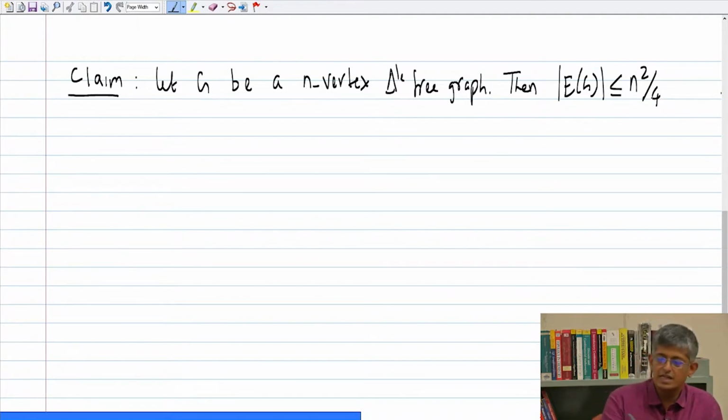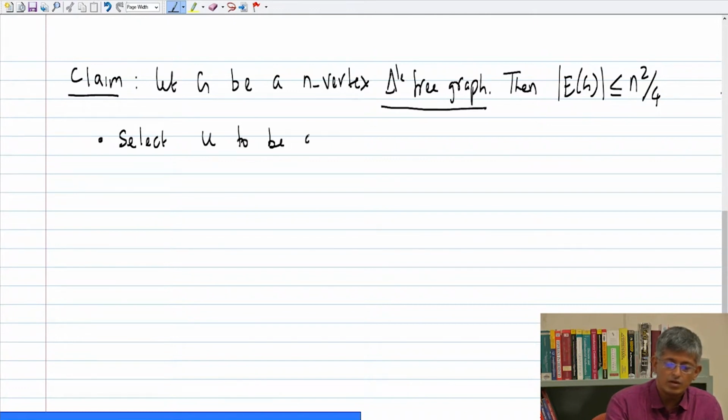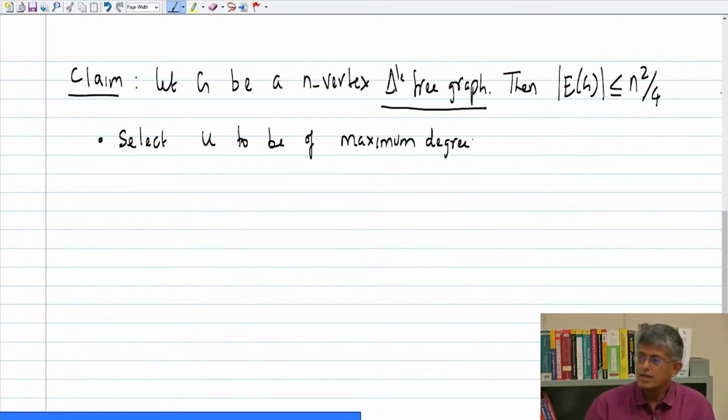The proof is that remember that we have taken a triangle free graph. There is no triangle, right? So let's write down the proof. Select U to be of maximum degree, right? And this is a cleverness, and this cleverness comes by practice, right? So let us say the maximum degree has value k, just that we need a symbol, right? Some notation. So now U looks like this.